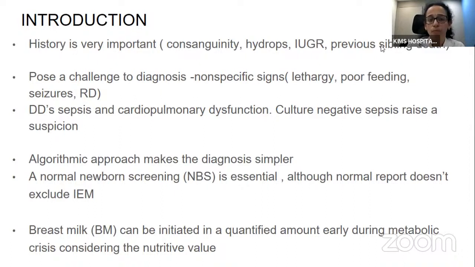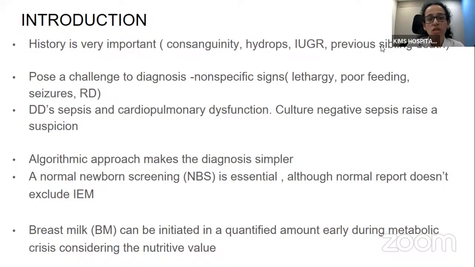Most of the IEMs have non-specific signs like lethargy, poor feeding, seizures, respiratory distress, hepatomegaly and jaundice, which occur in many other conditions like sepsis, other causes of jaundice, as well as cardiopulmonary dysfunction. So a high index of suspicion is always necessary. Whenever a baby presents with sepsis-like features with negative cultures, we should always think about the next possibility, which is inborn errors of metabolism.